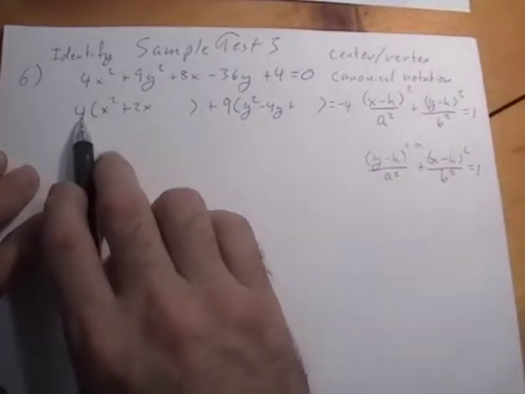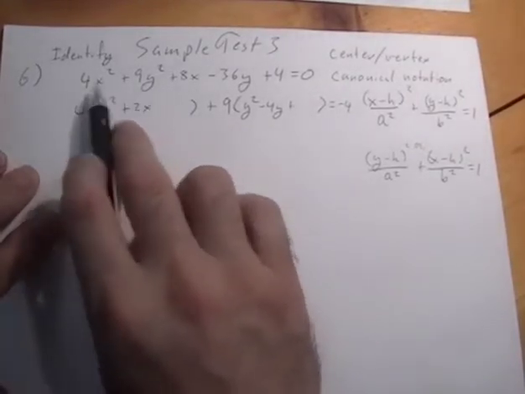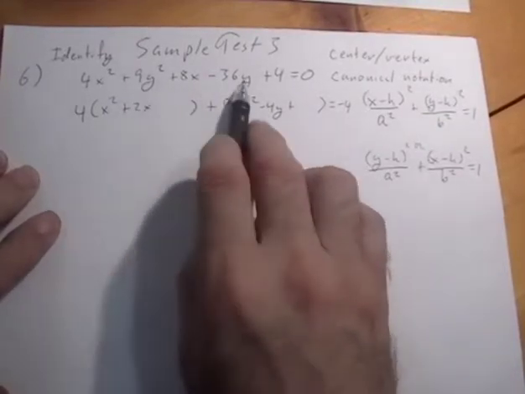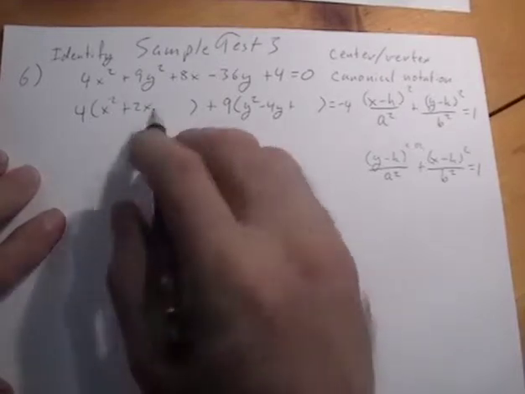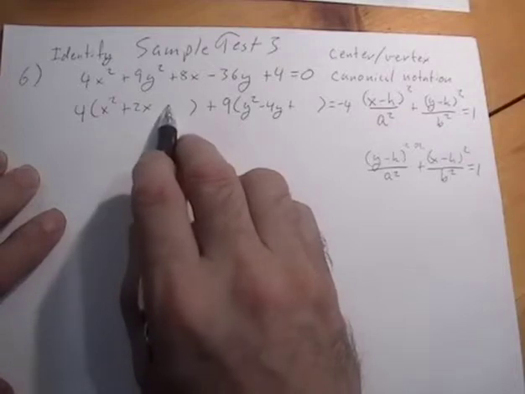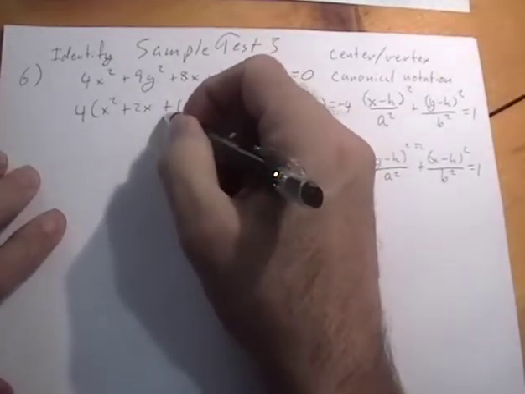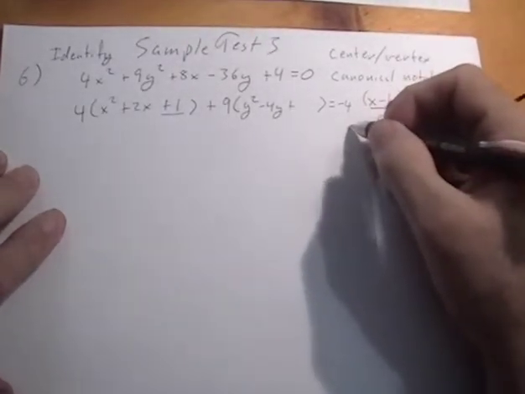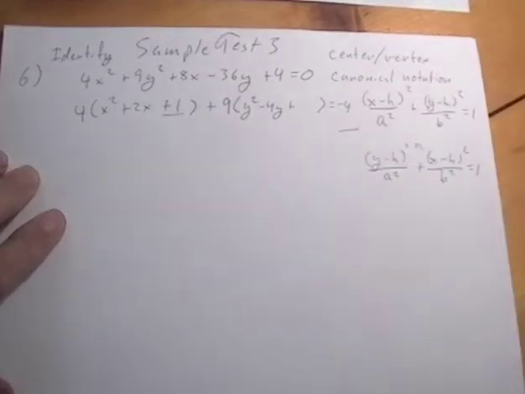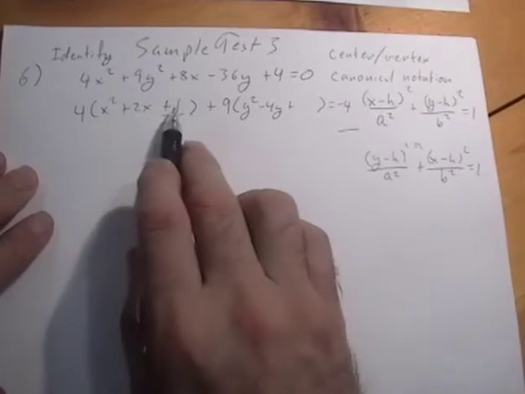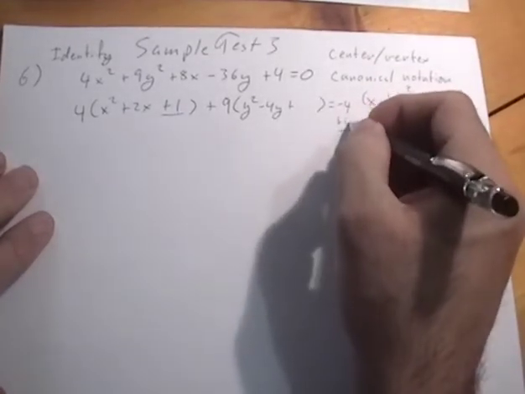Now, just make sure 4x squared plus 8x checks. 9y squared minus 36y checks. Now, I'm going to take half of this coefficient, square it, and add it. So that's going to be a plus 1. On the other side, I need to balance that. Now in this case, I didn't just add 1 to the left. I added 1 inside of an expression. So overall I added 4 times 1, so I have to add 4 here.